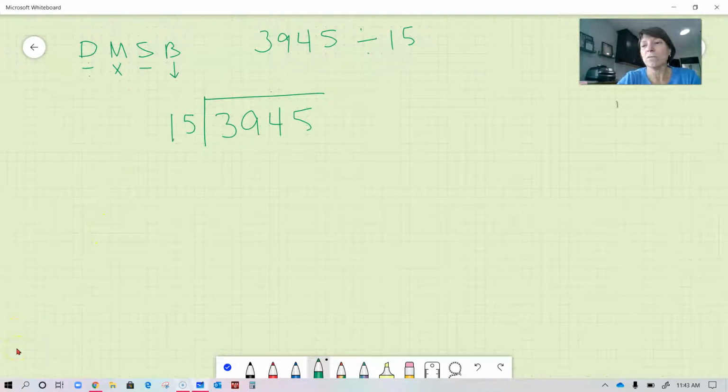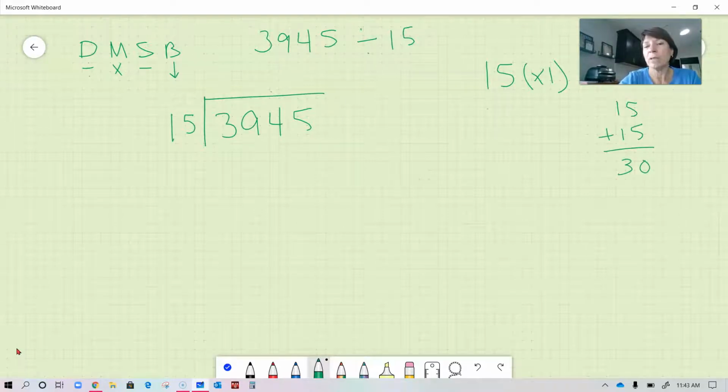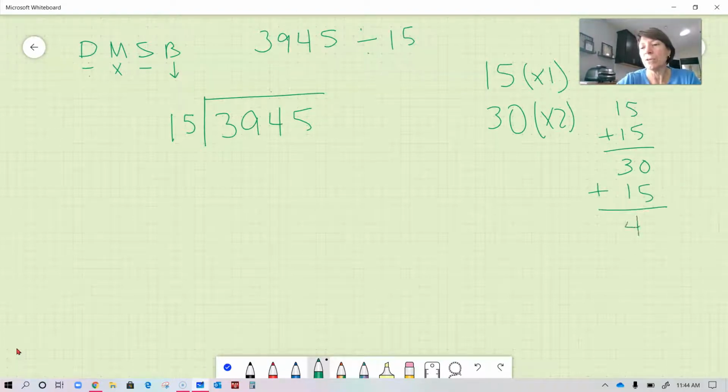I'm going to start with 15. That's my first multiple, right? So 15, that would be 15 times 1. Then I'm going to add 15 to that. So 15 plus 15 is 30, and that would be the second multiple of 15, so 15 times 2. Then I'm going to add another 15 to that 30, and I get 45. And so that's my third multiple of 15, so that would be 15 times 3.